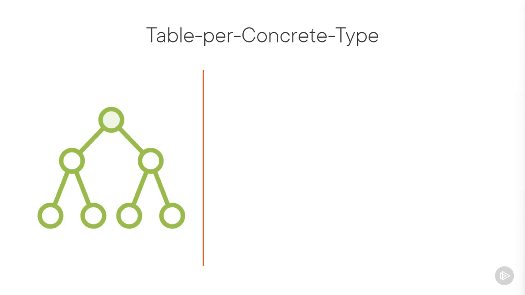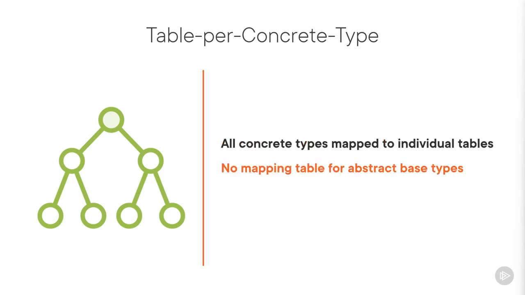The last strategy that we'll look at is table per concrete type, which was introduced in EF Core version 7. In the table per concrete type mapping strategy, all the types in our inheritance hierarchy are mapped to individual tables, just like we saw with table per type. But table per concrete type does not have any foreign key relationships between the base table and the derived tables. And if the base type is abstract, it is simply not mapped to any table at all. When we use this strategy, only concrete types are mapped, hence the name.